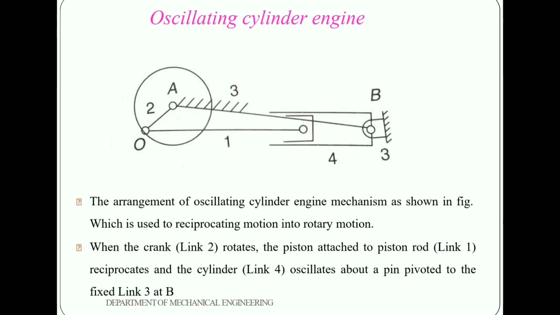Next one is the oscillating cylinder engine. The arrangement of the oscillating cylinder engine mechanism is shown in the figure with different kinds of links, which is used to convert reciprocating motion into rotary motion. When the crank link 2 rotates, the piston attached to the piston rod link 1 reciprocates and the cylinder oscillates about a pin pivoted to the fixed link 3 at B.